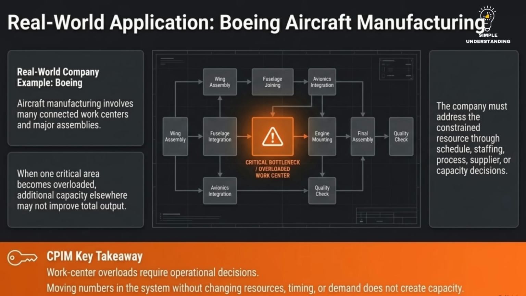Real-world company example. Aircraft manufacturing involves many connected work centers and major assemblies. When one critical area becomes overloaded, additional capacity elsewhere may not improve total output. The company must address the constrained resource through schedule, staffing, process, supplier, or capacity decisions. CPIM Key Takeaway. Work center overloads require operational decisions. Moving numbers in the system without changing resources, timing, or demand does not create capacity.